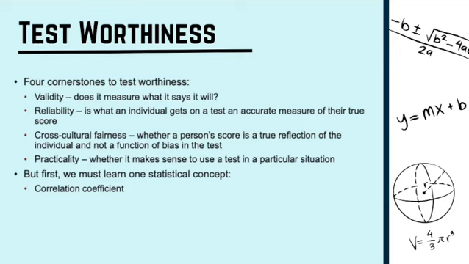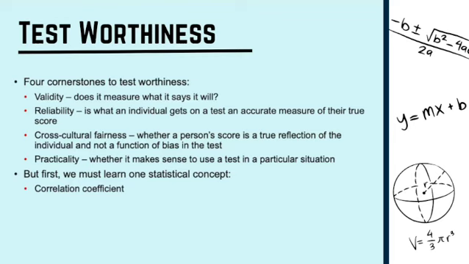So what is test worthiness? There's 4 parts to it. One is validity. Does the test measure what it says it's going to do? The next is reliability. So is what score or whatever the individual gets on a test, is that going to be an accurate measure of their true score? Cross-cultural fairness. Can I give this test to a whole bunch of people in a whole bunch of different places from a whole bunch of different socioeconomic groups? And are those scores going to be the same? Is it going to reflect what it needs to reflect?